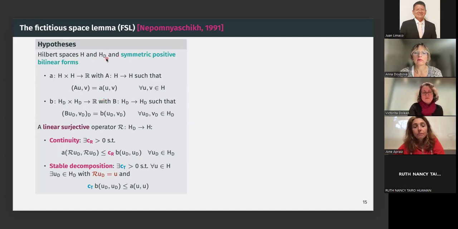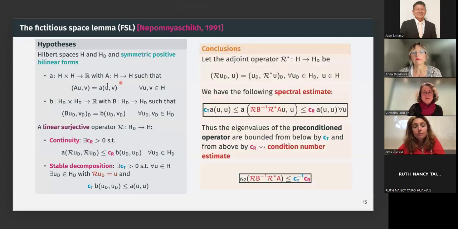So let's suppose that you have some Hilbert spaces H and H_D, and two symmetric positive bilinear forms A and B defined on these Hilbert spaces. Suppose that you also have a surjective linear operator between these Hilbert spaces, and also these two inequalities that hold: a continuity between A and B with a continuity constant, and a stable decomposition. So this is an inverse inequality between A and B, right? How can we interpret A and B? A is the bilinear form corresponding to the problem I want to solve, and B is the bilinear form corresponding to the preconditioner, which lives on some kind of product space, but we'll see that later on.